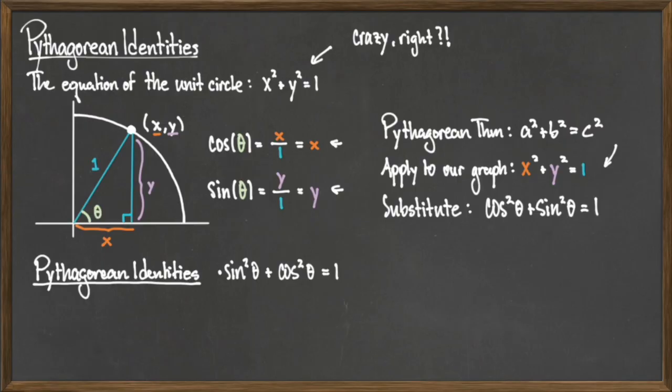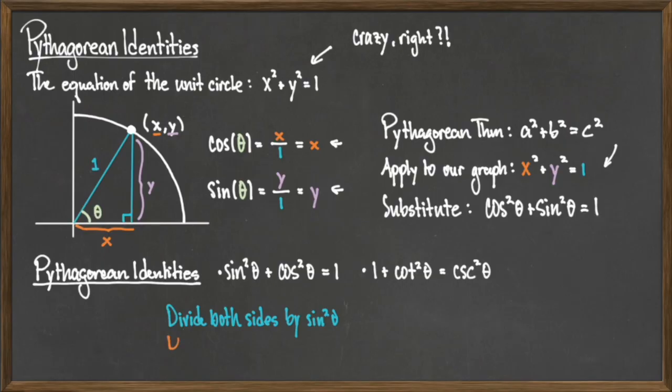The first thing I'll do is take our first Pythagorean identity and divide both sides by the sine squared of theta. When I go through the algebra and simplify, I get our second identity, which is 1 plus cotangent squared of theta equals the cosecant squared of theta. In a similar manner, if I take the first Pythagorean identity and divide both sides by the cosine squared of theta, then I'll end up with the third Pythagorean identity: tangent squared theta plus 1 equals secant squared of theta.